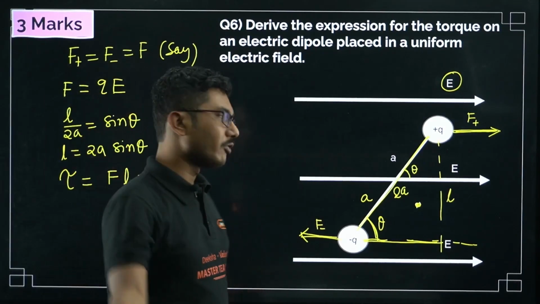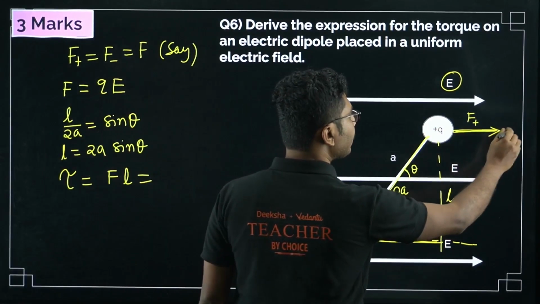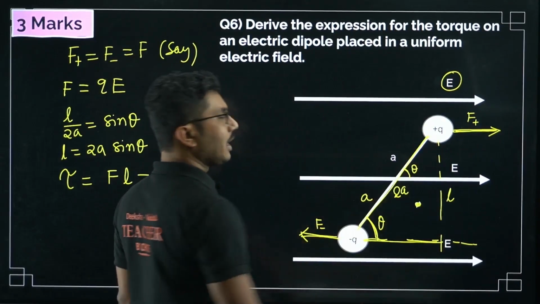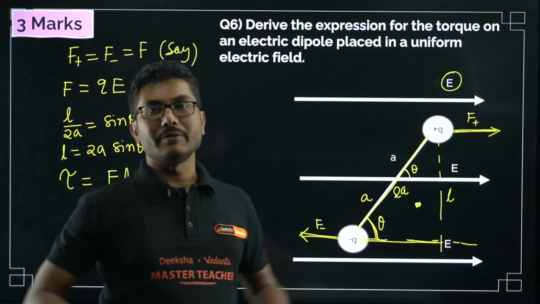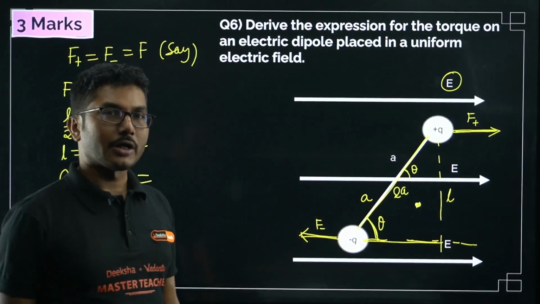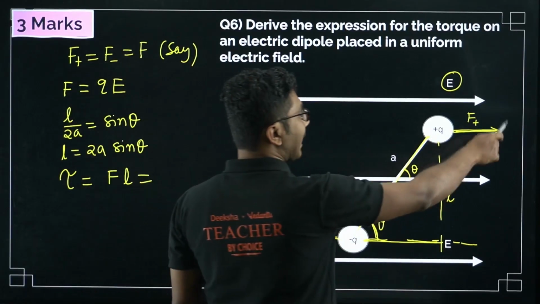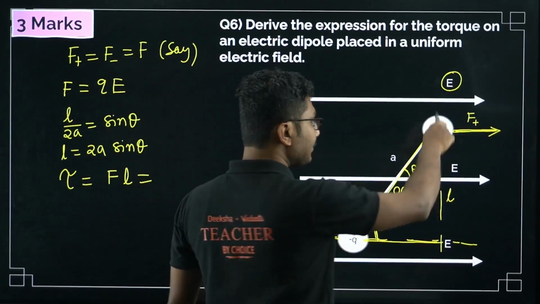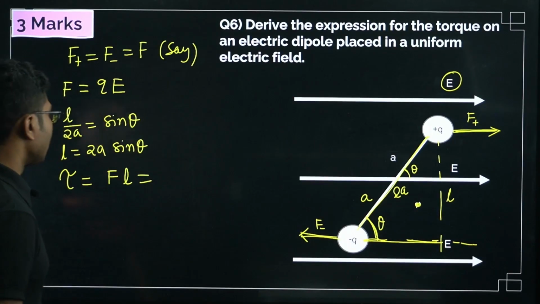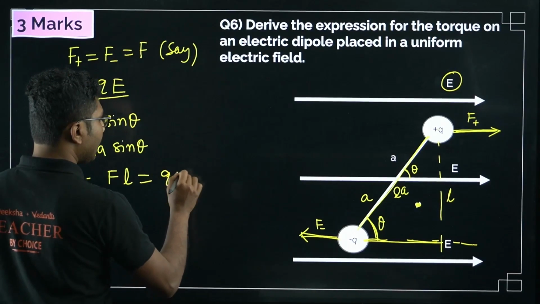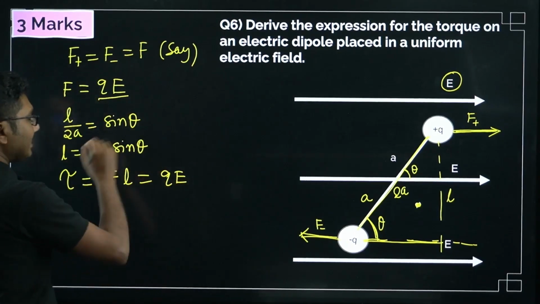I know many of you have forgotten, so you have to remember: one of the forces times the distance between the forces, right? Torque or couple is when two equal and opposite forces act on an object but have different lines of action. Then the magnitude of any one of the forces times the distance between the forces gives you the torque. This is FL. F is Q into E. And L is 2A sine theta.